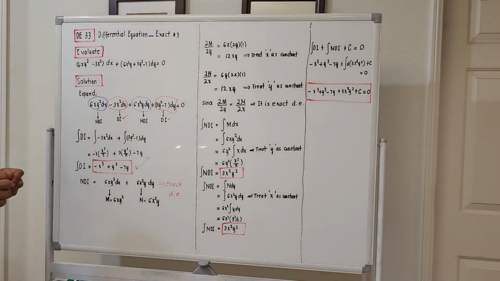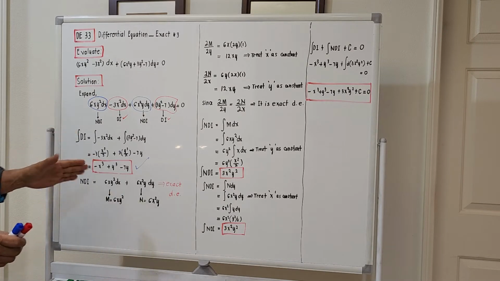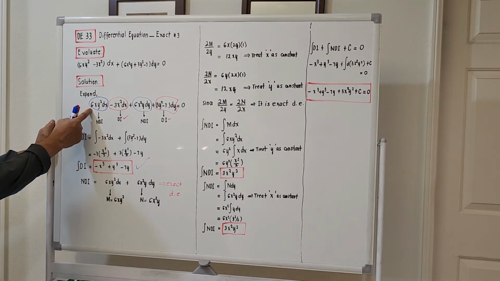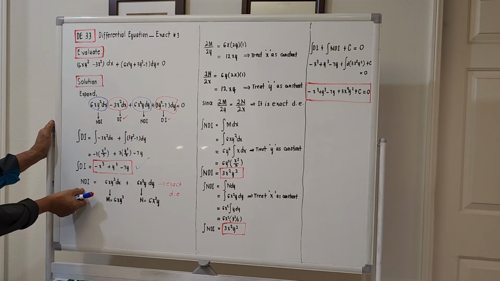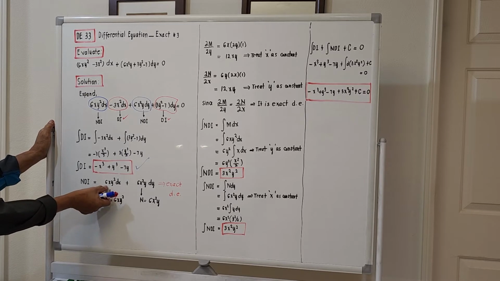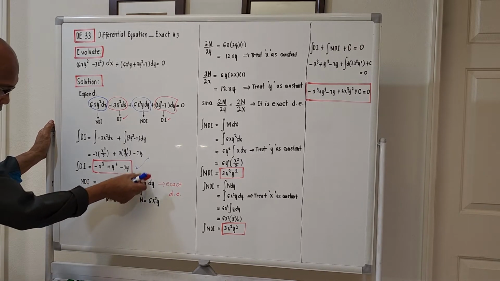Okay, let's try to bring out those that are not directly integrable, NDI. Those not directly integrable are this one here, the one encircled by blue, and this one. Those not directly integrable are 6xy squared dx plus 6x squared y dy.